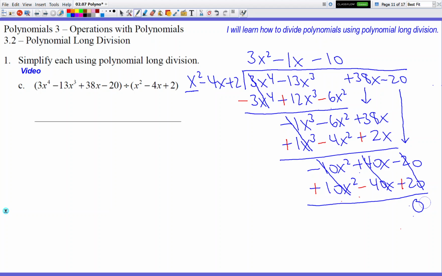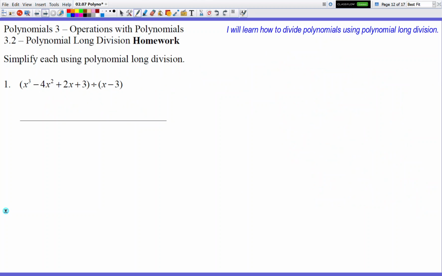Okay? So your final answer for this problem is 3x squared minus, you can say 1x or you can say minus x. That's the same thing. And then minus 10. Okay? And I think it's done. Let me just check to be safe. Yep, the next problem is your homework.